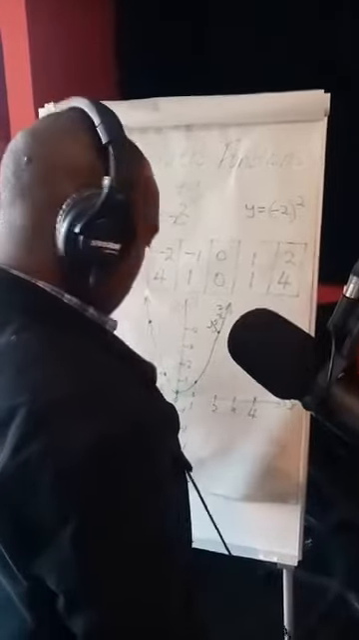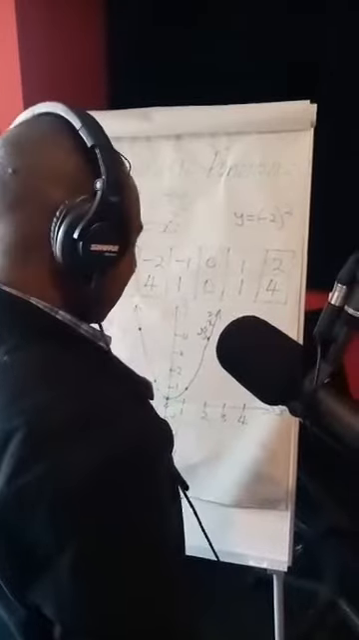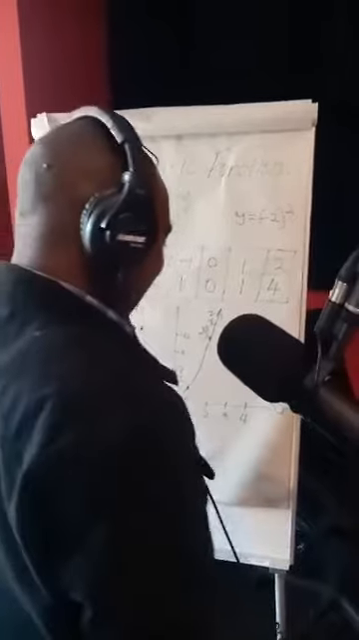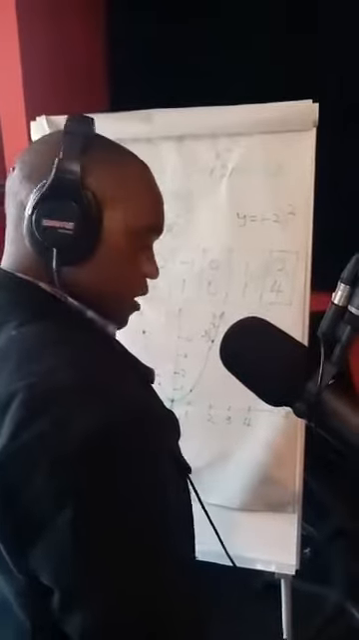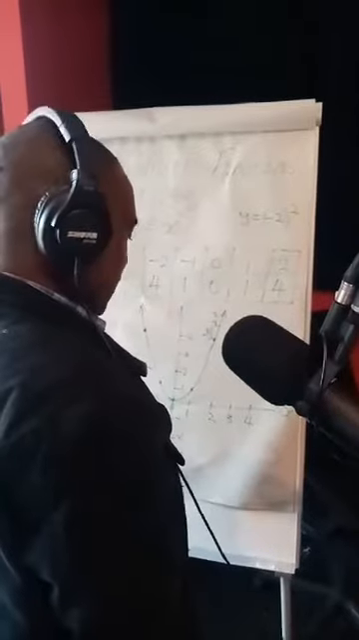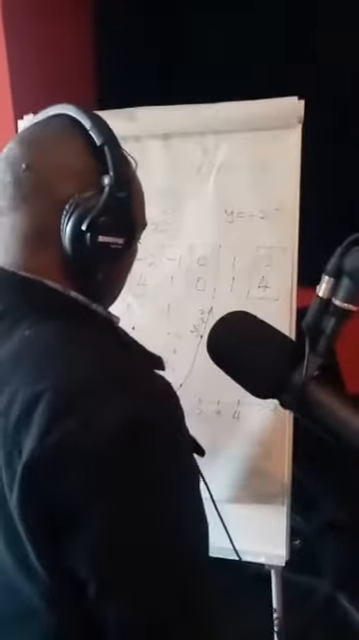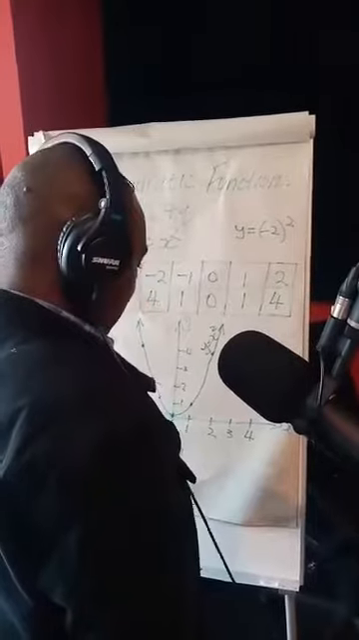You see, this function is symmetrical about the y-axis, in other words, it is symmetrical about the line x is equal to 0. Don't get confused. The line x is equal to 0 is the same as the y-axis. So it is symmetrical about the line x is equal to 0 or the y-axis. And if you can see, the arms are facing up. There's a turning point here which is at (0, 0).